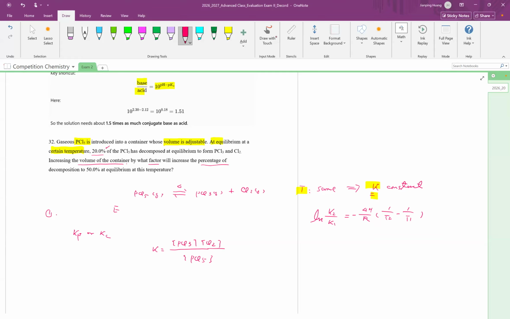Initially, let me write in a little more detail. If we say it's 1.0 mole initially, here should be 0. At equilibrium, with 20% decomposed, it's 0.80 mole here, and here should be 0.2, here should be 0.2. Why? The change is minus 0.2 here, and plus 0.2, plus 0.2 here.